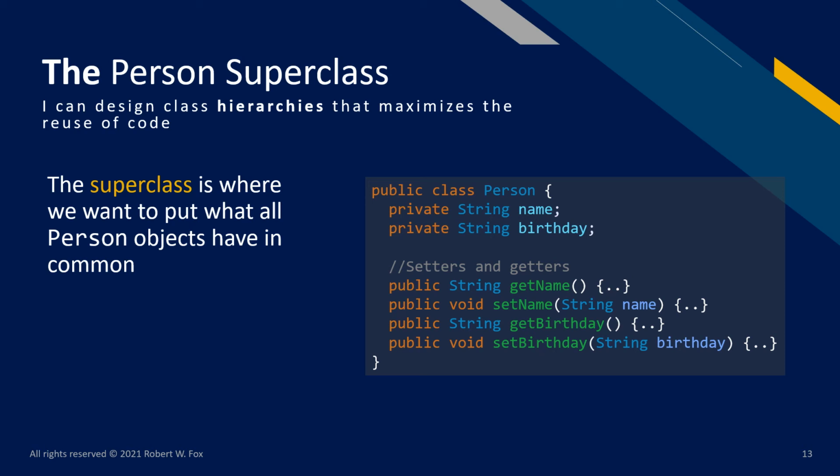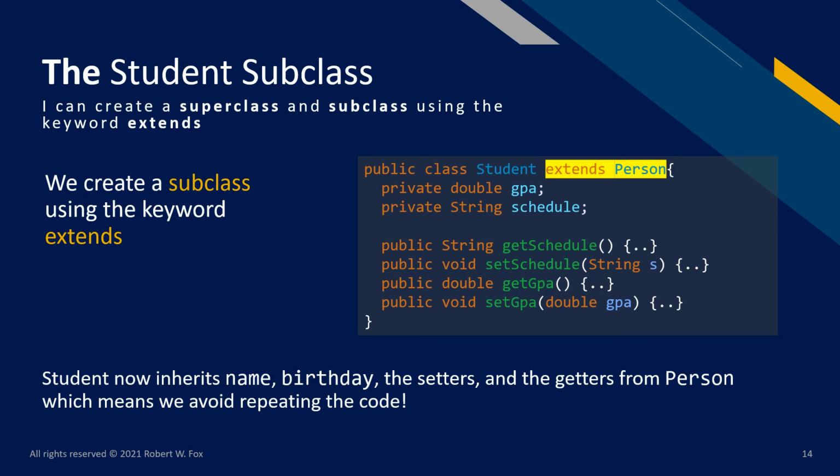To create a subclass, the inheritance relationship, all we have to do is use the keyword extends in the class header. You can see that we've said at the top, public class Student extends Person. Student has its own instance variables, GPA and schedule, but it now also inherits the name, birthday, the setters, and the getters from the Person class, which means we avoid repeating code.